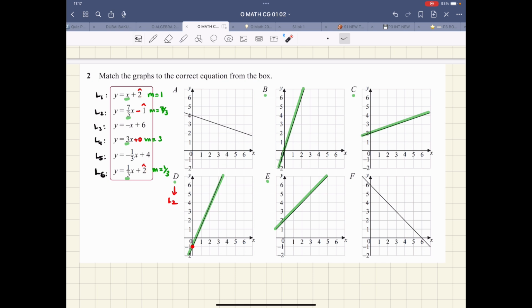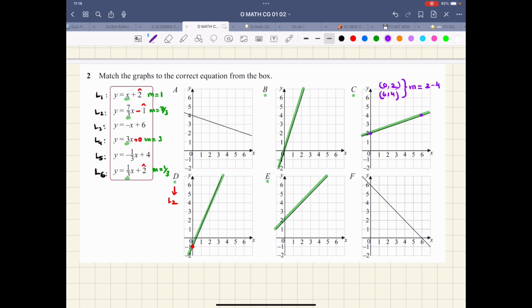Now, let me look for a y-intercept of 2. There are 2 of them. This one has a positive 2. This one has a positive 2. Let me calculate the gradient of each one of them. Now this is 0, 2. Let me write it over here. And this one, let me choose this thing. That is this, which is 6, 4. So 0, 2, 6, 4.